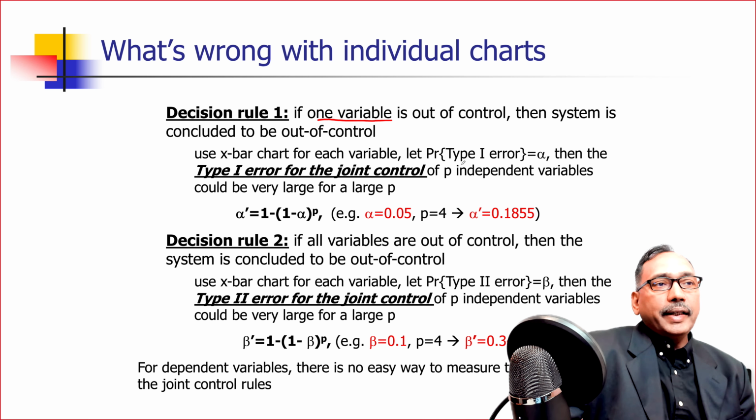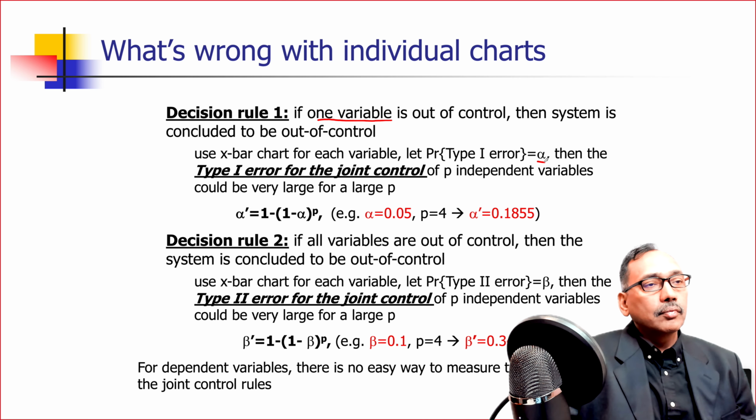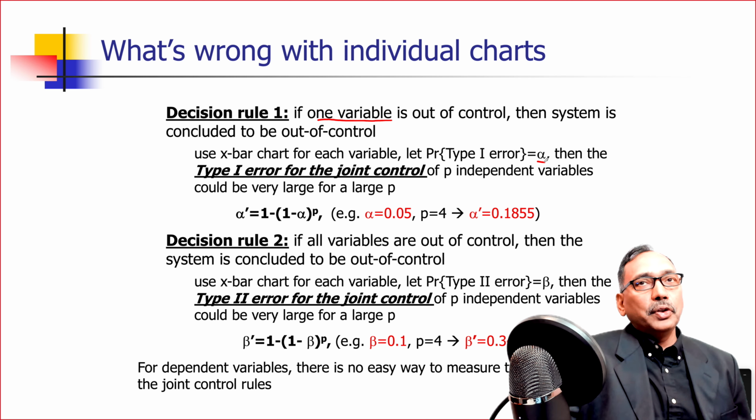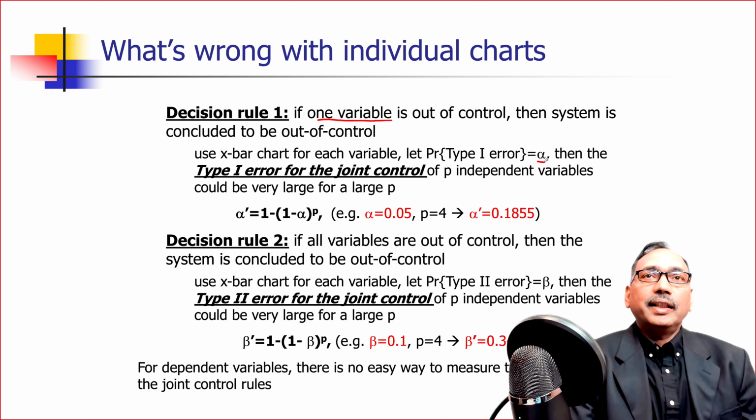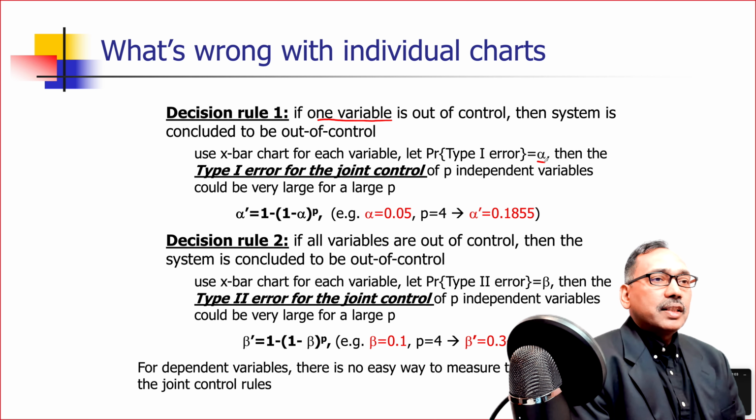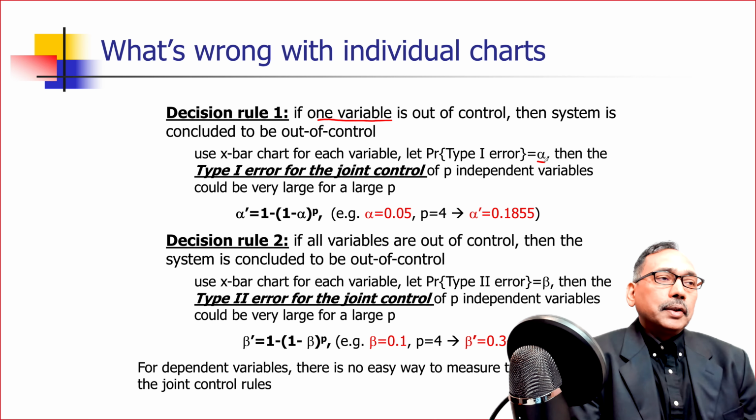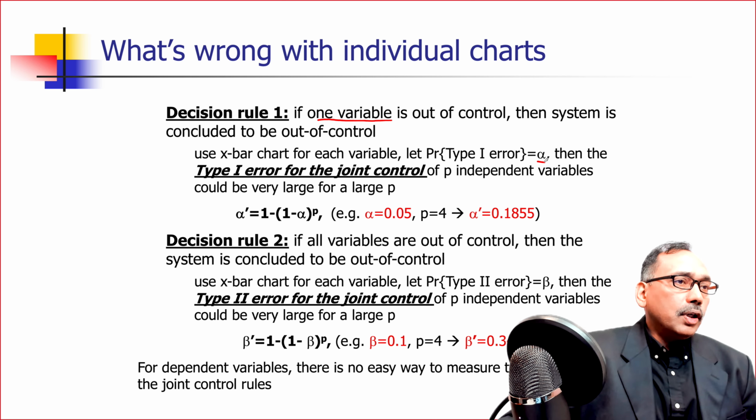and we define the probability of type 1 error as alpha. So what is type 1 error? It is a rejection of a true null hypothesis. So you reject a null hypothesis which is true, like there is no change in mean, that's the reality, but you end up saying there is a change. So that's alpha error. So type 1 error for joint control.